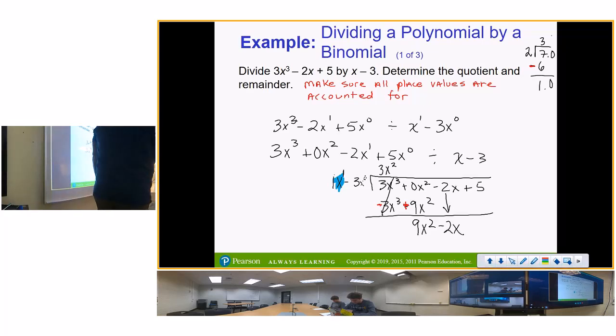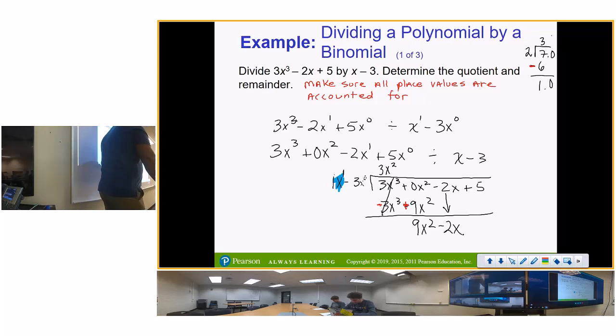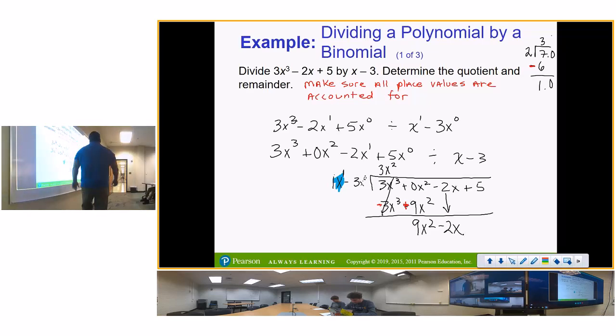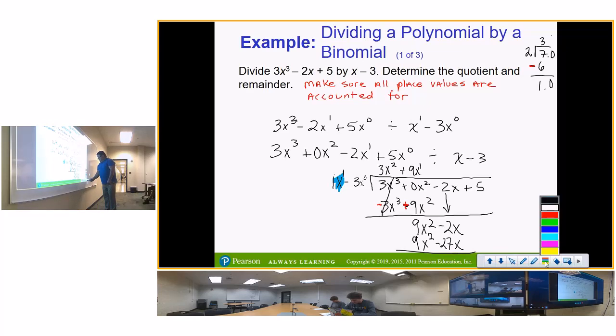How many times will 1x to the first go into 9x squared? 9x to the first times, because 1 plus 1 is 2. So 9 times 1 is 9. X to the first times x to the first is x to the second. What's 9 times 3? Negative 3. Negative 27x. You always what? Subtract. So I'm going to put a little negative here and a positive here.